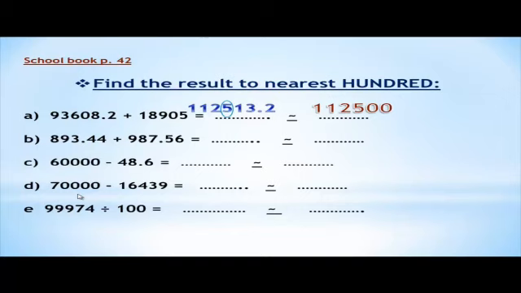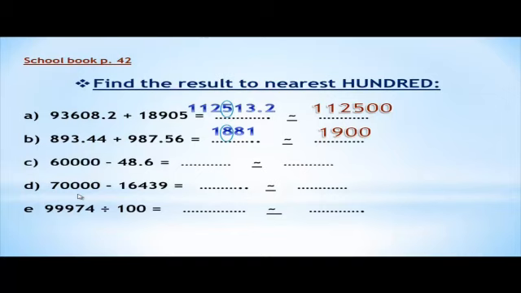Letter B, I have 893.44 plus 987.56. Make the addition operation first, starting from the right side. The result will be 1,881. Determine the place value of the 100. Here it is 8. Look at the digit before the 100, I found it is 8 also. 8 is a strong number, so give 1 to the 8. So the result will be 1,900.